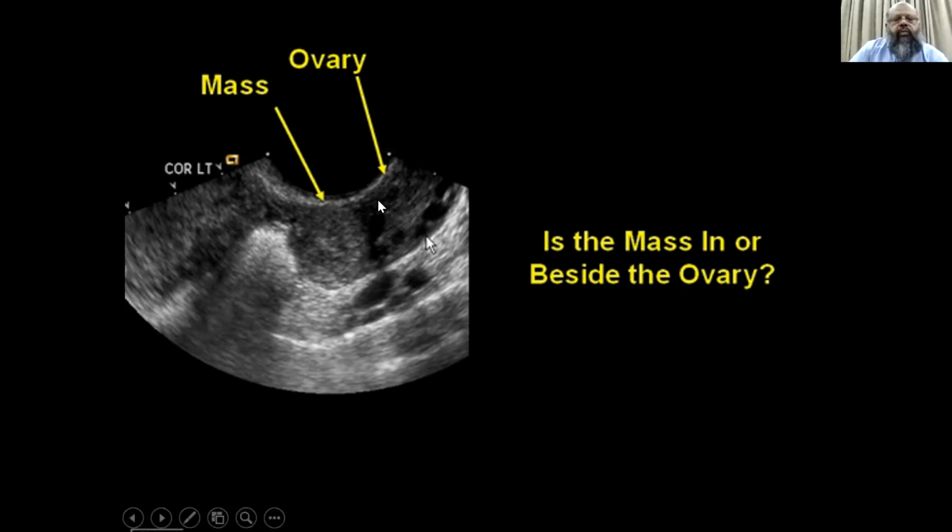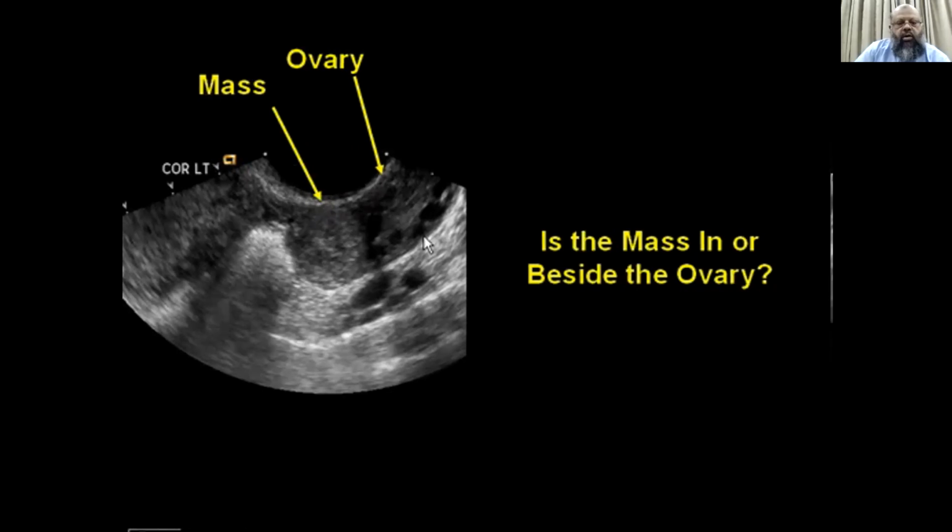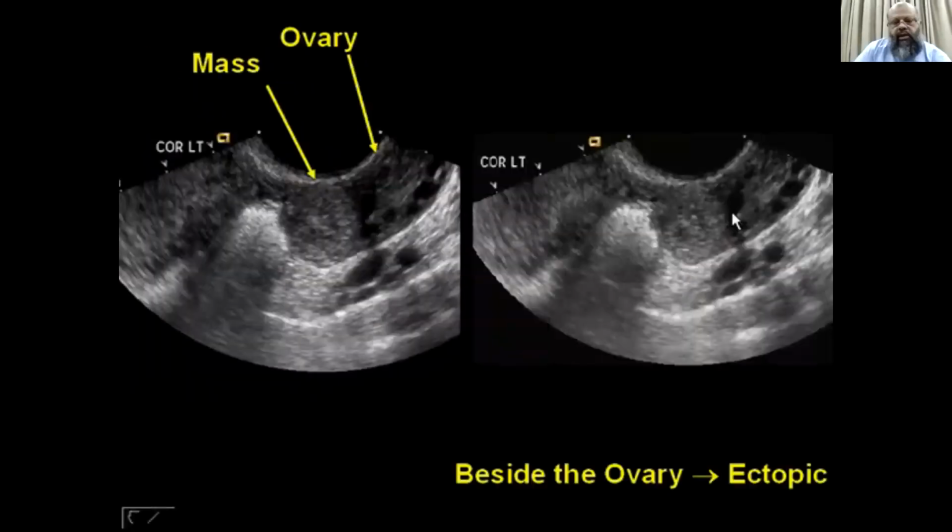Here you can see the ovary, and we have a mass-like structure. The mass is in or beside the ovary. Here in this view, we can see it is beside. We can separate it by just giving a gentle push with the TVS transducer.